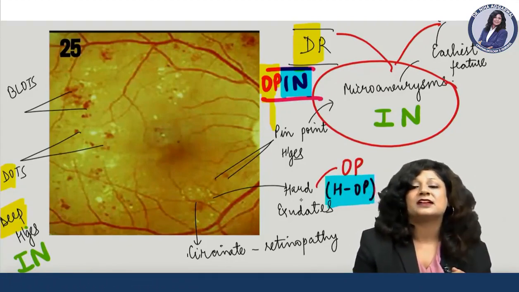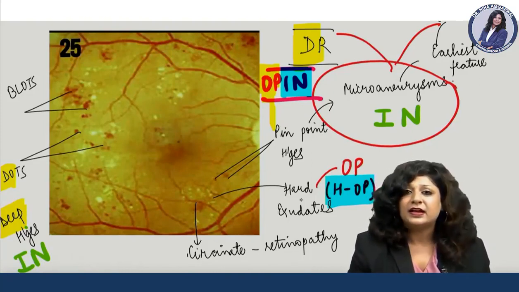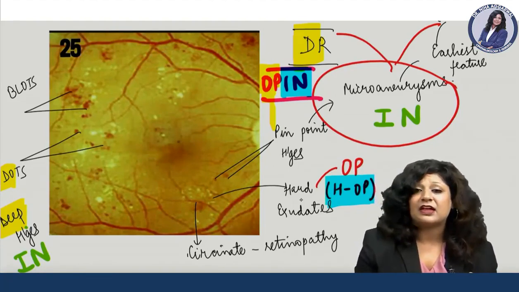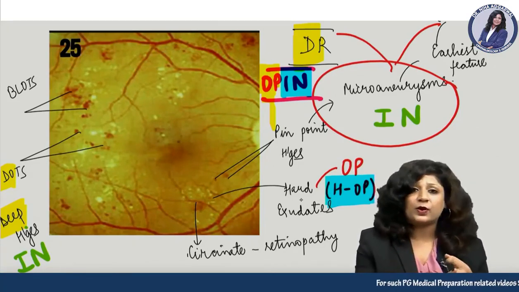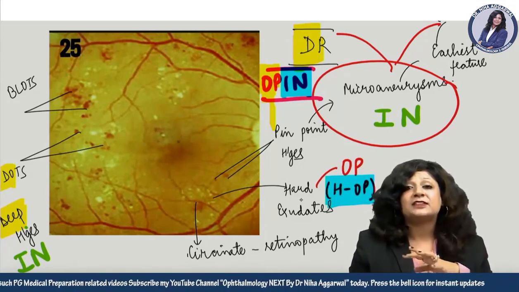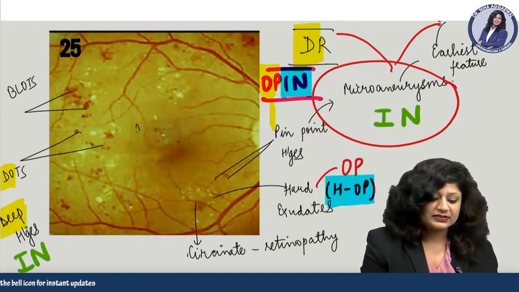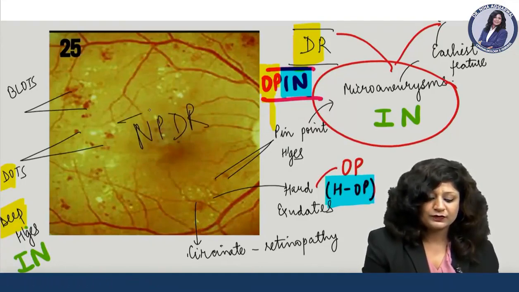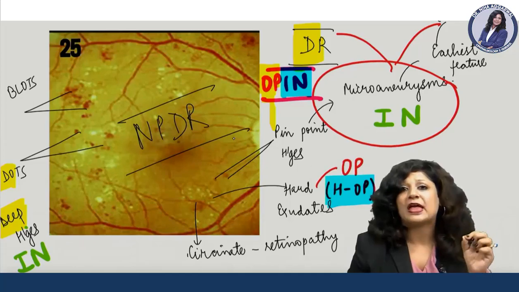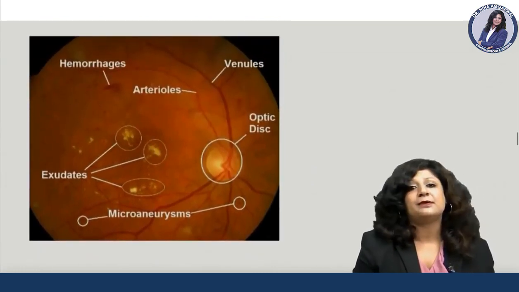The other two things, the microaneurysms and the dot and blot hemorrhages, are present in the inner nuclear layer. So I can say that we have hemorrhages, we have exudates, we have pinpoint hemorrhages, microaneurysms, dots, blots. But there is no proliferation, there is no neovascularization. That is why I can say that this is the NPDR stage of diabetic retinopathy, because there is no evidence of proliferation. Alright.